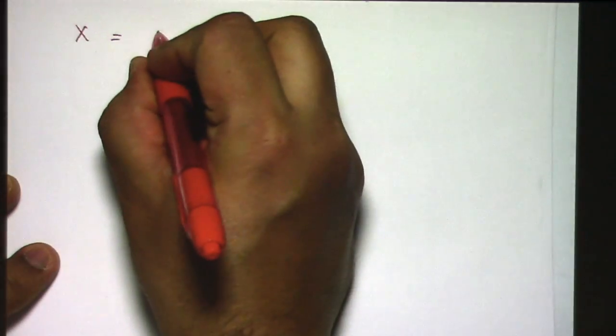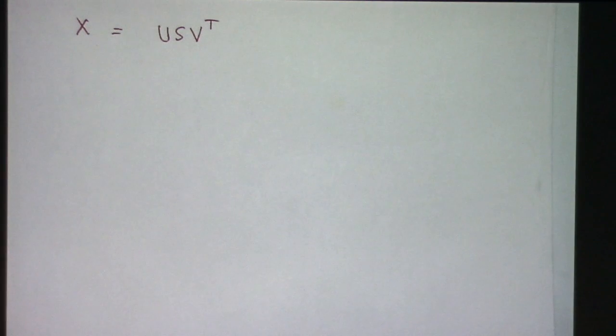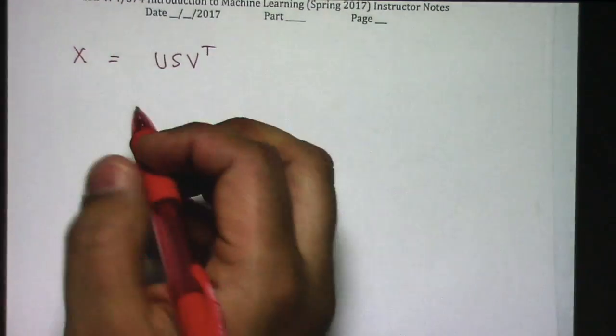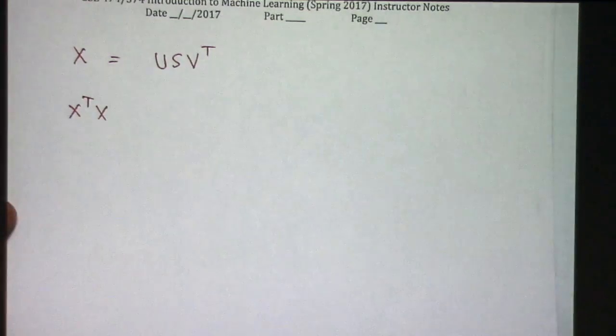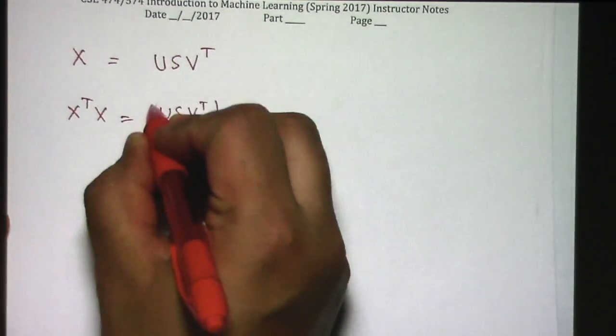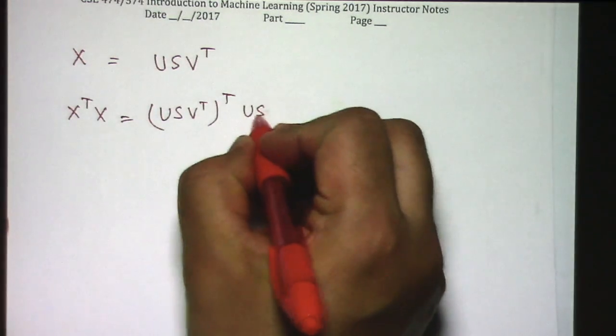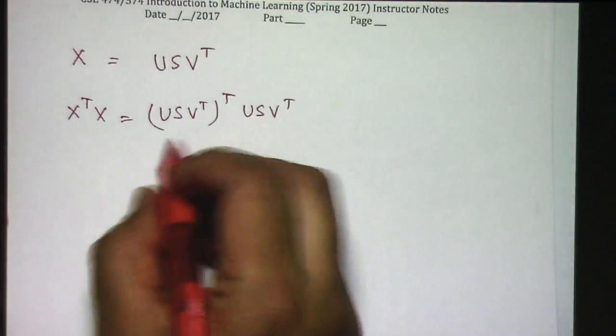So let's say our data matrix was X, right? So let's say X is U S V transpose. And let's say for now we are assuming that X is mean-centered, so there is no mean there. So now if I want to compute X transpose X, what will this be? This will be U S V transpose U S V transpose, right?